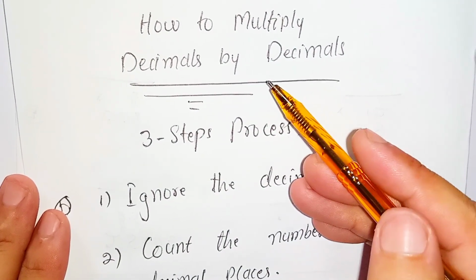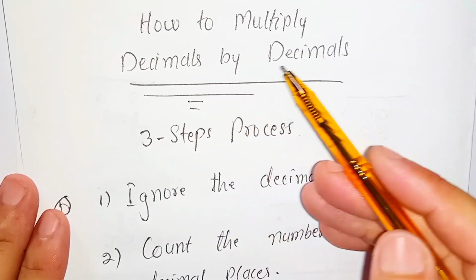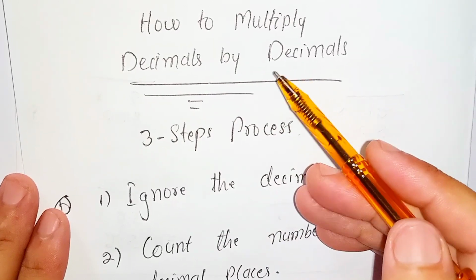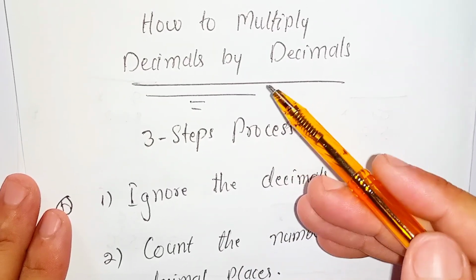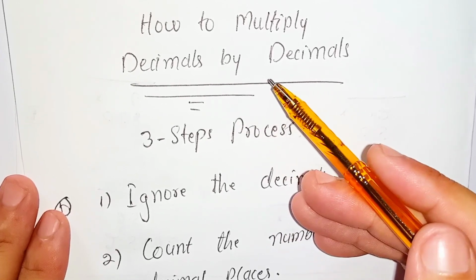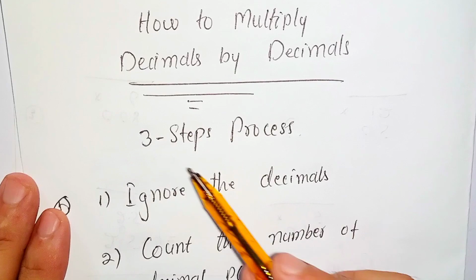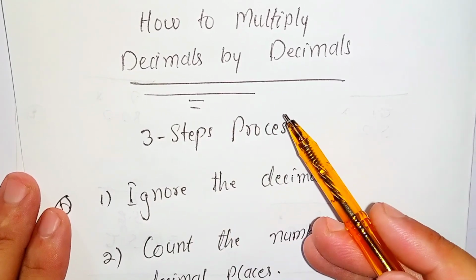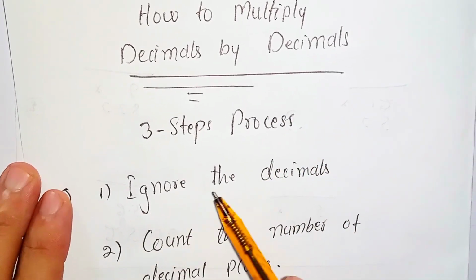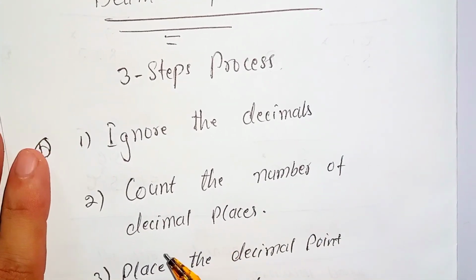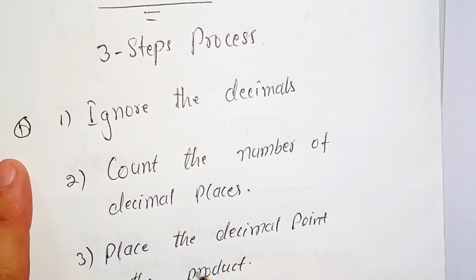In this video, we are going to focus on how to multiply decimals by decimals. The multiplication of decimals by decimals is just like regular multiplication but with one twist, which is the placement of the decimal in the product. Here is a three-step process that you can follow to multiply decimals by decimals. The first is to ignore the decimals, the second is to count the number of decimal places, and the third is to place the decimal point in the product.